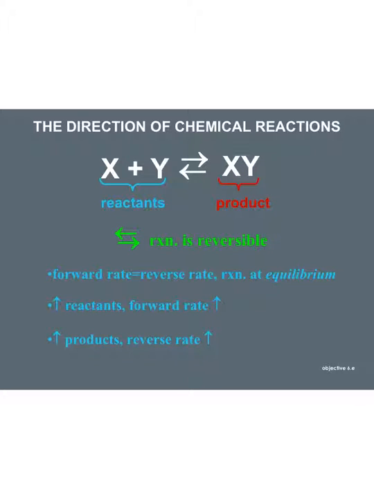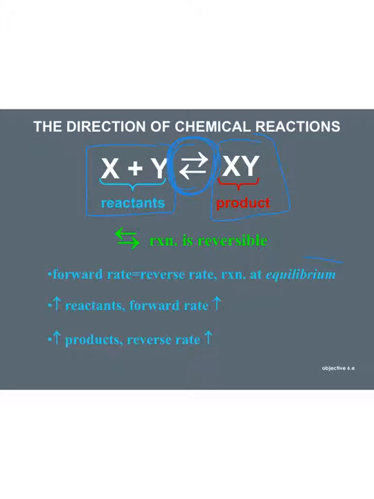Okay, so we need to refresh our memory a little bit about chemical reactions before we move forward. This is just a general reaction, X plus Y yields XY. Remember, X plus Y, we refer to those as our reactants. XY is going to be our products. And when you see these double arrows in the center, that tells you that the reaction is reversible. So we can have X plus Y going to XY, or we can break down XY into its individual components, X plus Y. One is the forward rate, and one is the backwards rate, or the reverse rate.